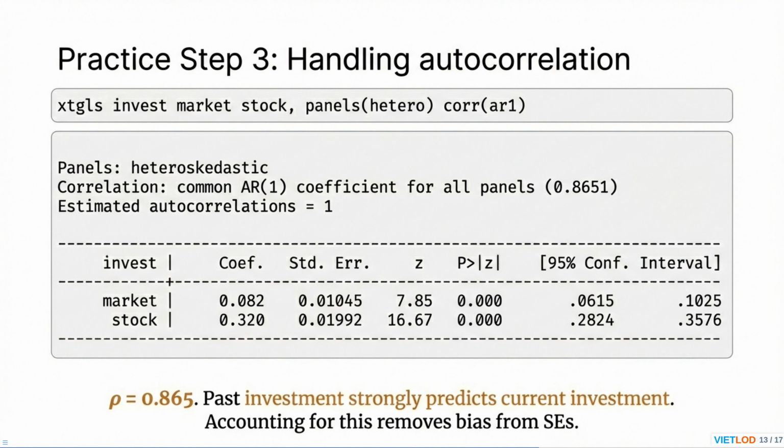The most crucial takeaway here is that our standard errors for mvalue and kstock have now been adjusted for this groupwise heteroskedasticity. Essentially, the model trusts firms with less volatile investment patterns more, giving them greater influence in estimating the regression coefficients, which leads to more efficient and reliable standard errors compared to a standard OLS model.